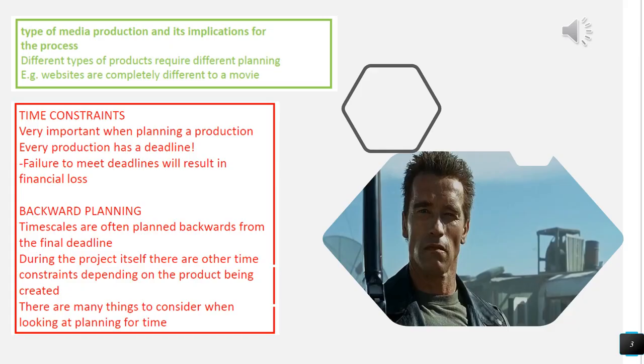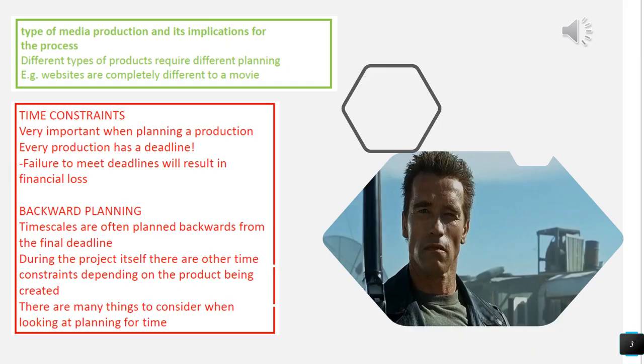Another important time constraint is the deadline. So if you fail to meet the deadline for your product, then you're obviously going to result in a big financial loss. The studio are going to be not very impressed with you. If it's a website, then the company are not going to be happy, and they're going to want a refund, or they're not going to go with you, they're going to use somebody else. All these kinds of things are really important when it comes to time.